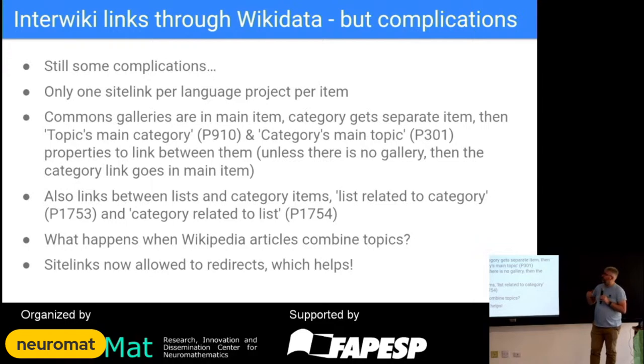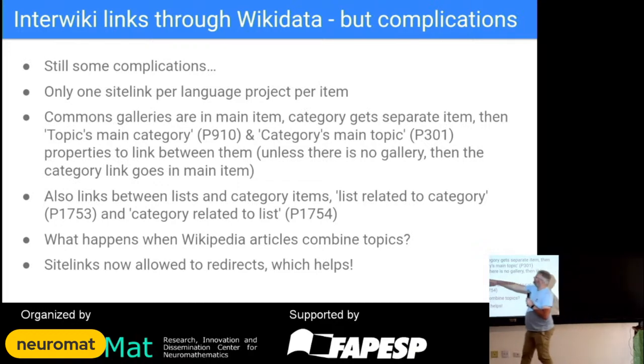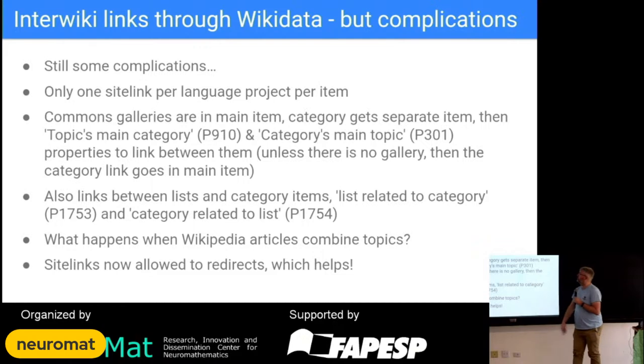But where there are categories, where there are lists as well, then we have up to three items which are linked together. So you have the topic item, you have a category item, and you also have a list item. And these are linked between each other using a property, P910, called topic's main category, and the inverse, category's main topic, P301. So you can go from one item to the other. And lists as well is very similar. You have list related to category and category related to list to go between them. And then the code on the Wikipedia projects can follow these links and get the full set of interwiki links.